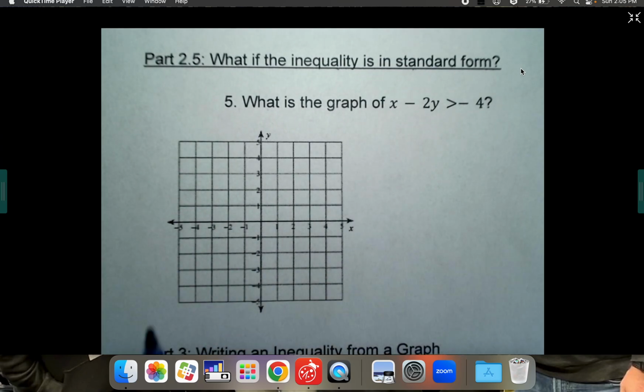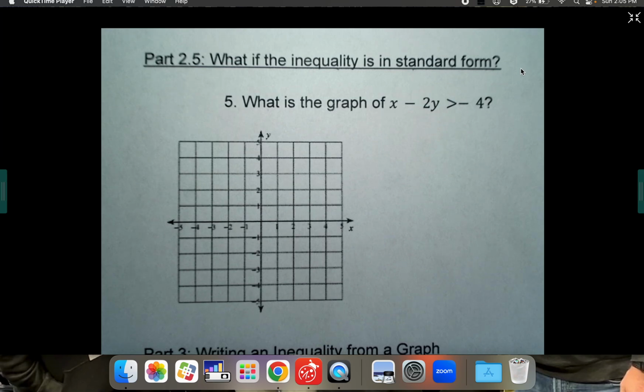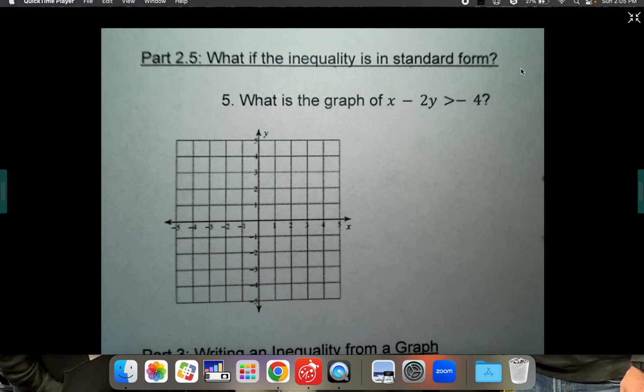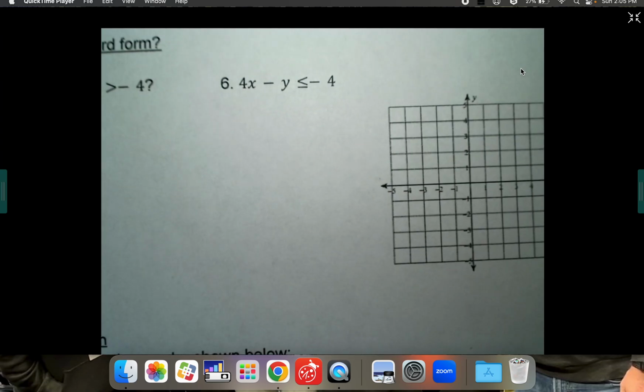So this little section on page 2 of your 6.5 notes, we inserted a part that was part 2.5. And so this was not in the previous video, but it is here on your notes. So we need to do it together. So this is just a quick video for these 2 questions.